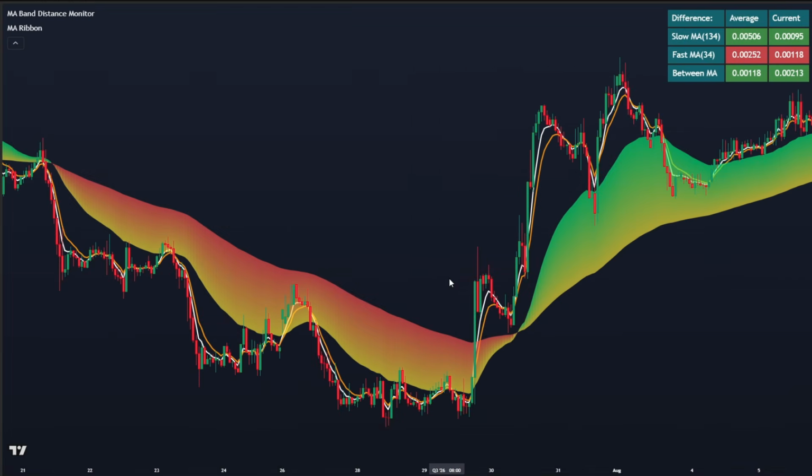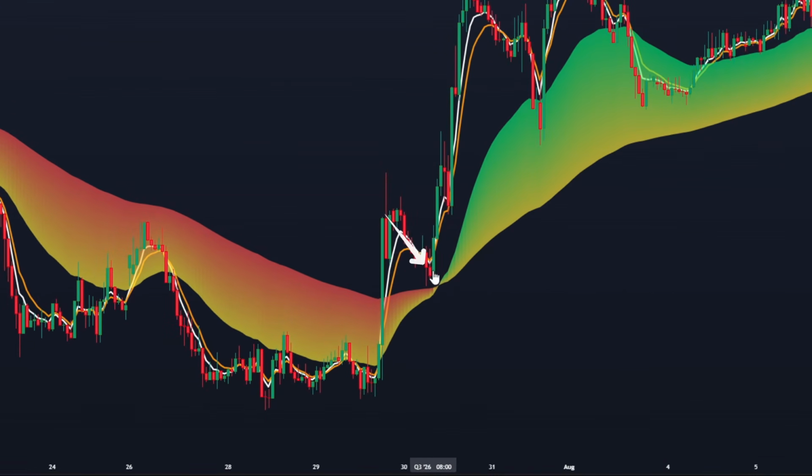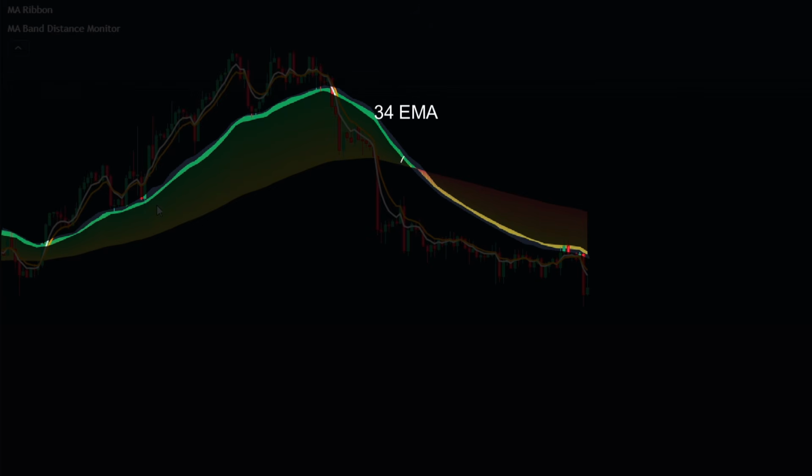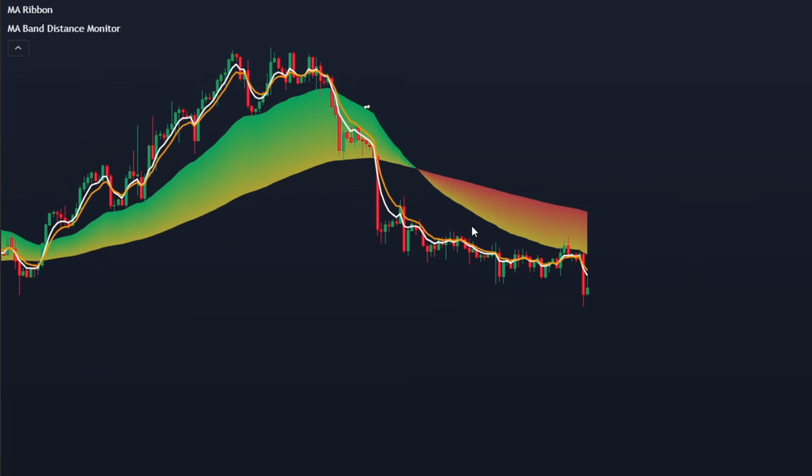But we're not entering immediately when the cloud changes color. That's important. Instead, we're going to wait for price to pull back first, and this is where the 5 and 8 EMA come into the strategy. Let's start with a sell setup. Here you can see the 34 EMA crossing below the 134 EMA, and the cloud changes from green to orange. That gives us our first indication that the previous bullish structure may be weakening, and a bearish trend could be developing. But again, we don't sell immediately.